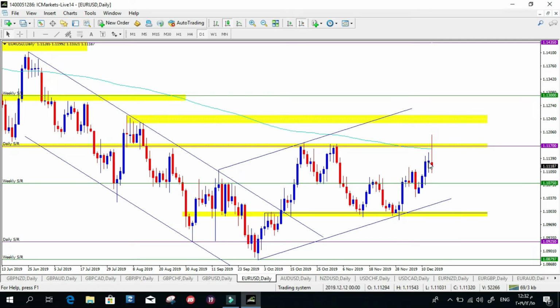And in that case, we may see a break lower through this ascending channel that may lead to further weakness. However, if this pin bar and the resistance zone fail to hold, then our next resistance area will be at 1.1250 with those highs over here.